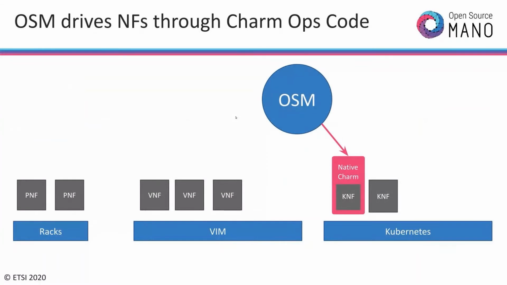In this case, this KNF will be a native charm. This means that the charm itself will directly deploy the container and manage it directly, and all the actions will be executed directly on the container.